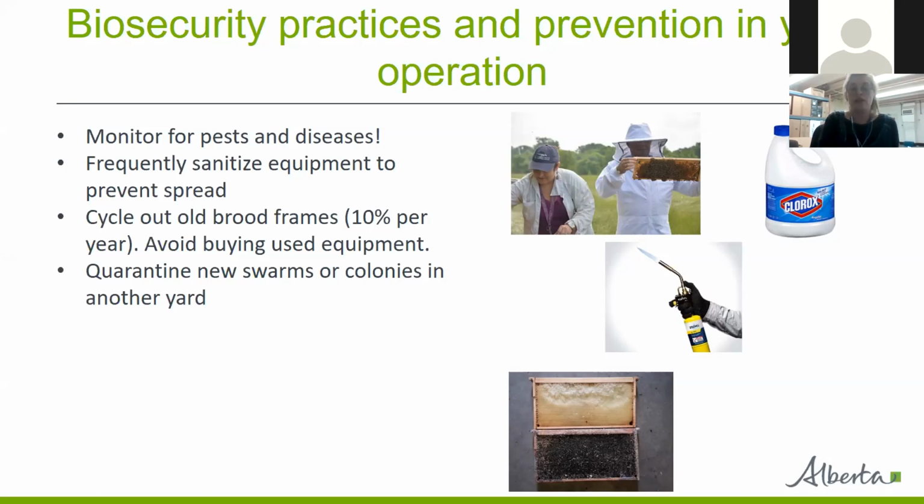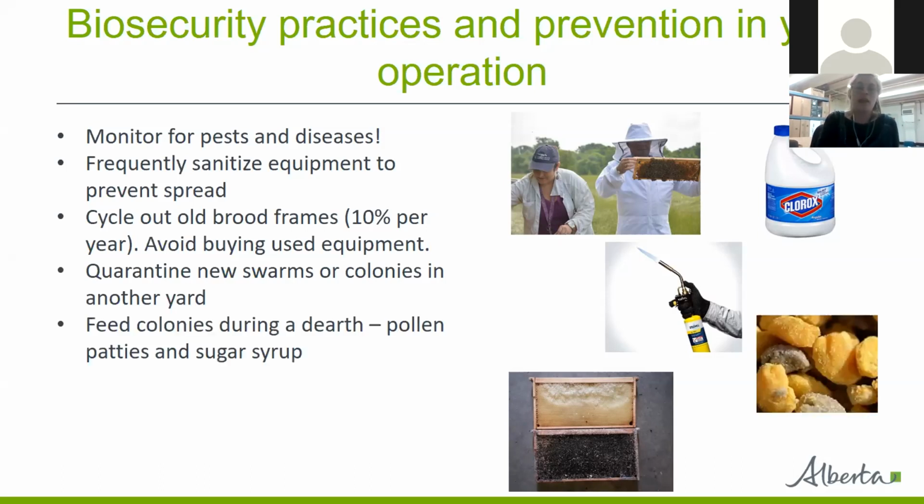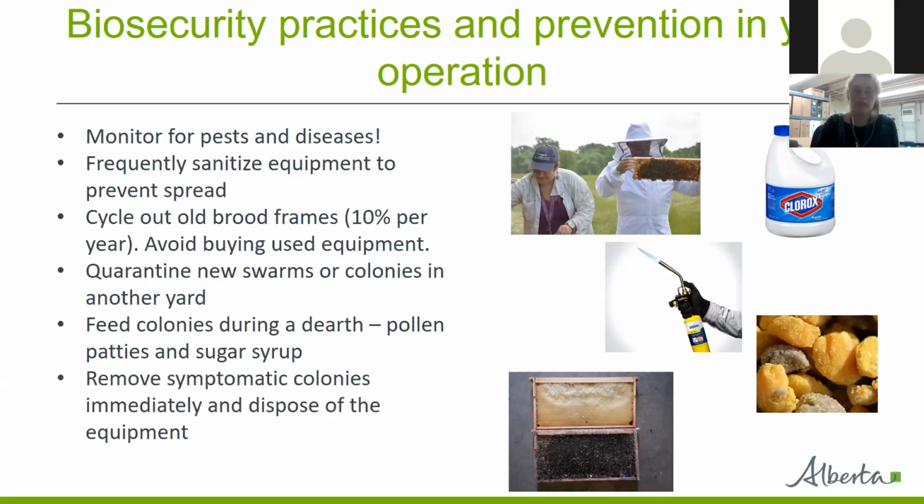If you're going to get a swarm or maybe a new colony, it's best to quarantine them in another yard if you can, set off to the side, because you want to make sure they're not diseased before you bring them into your apiary. And to avoid EFB, you can feed your colonies during a dearth. So when there's no pollen or very minimal nectar and pollen around, you can feed them with pollen patties or sugar syrup. And then immediately remove symptomatic colonies or frames, and dispose of them properly.